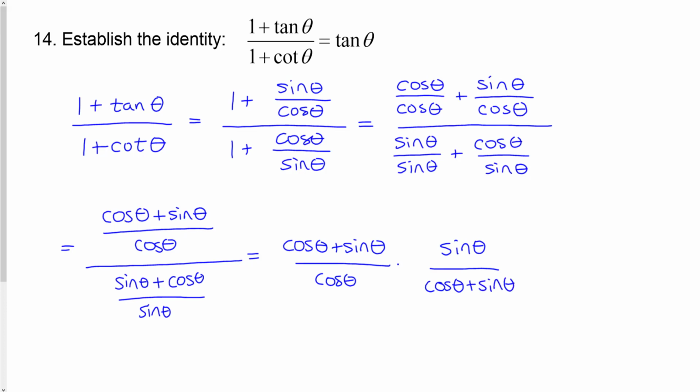Since they're added, I can reverse them, that's fine. But there's a factor of this and a factor of that in the denominator. The whole thing will cancel out, leaving me with just sine theta over cosine theta. And that becomes tangent theta. So now I've reached the right-hand side of the equation, and I'm done. That's it.